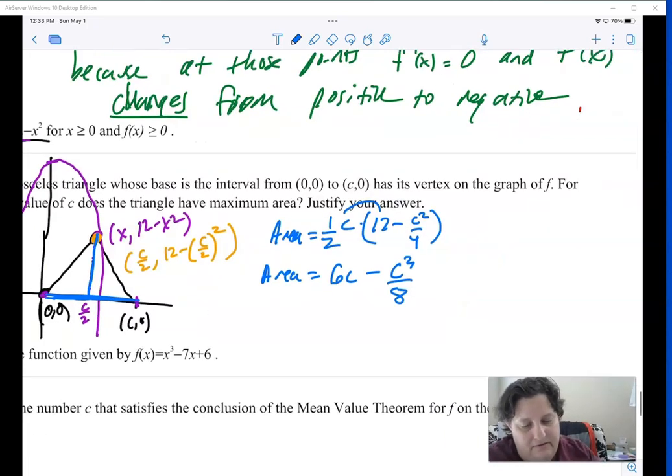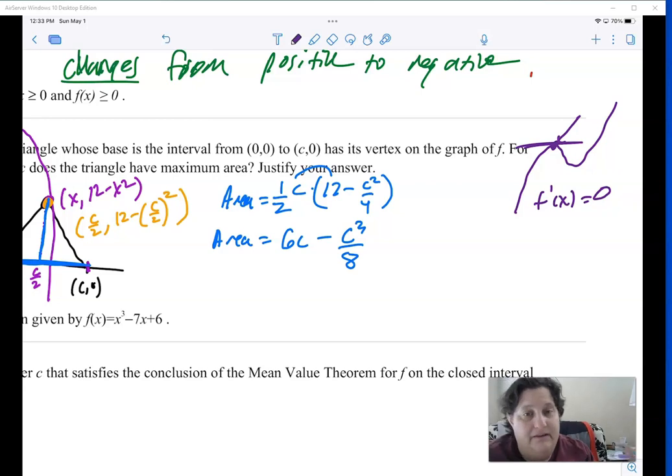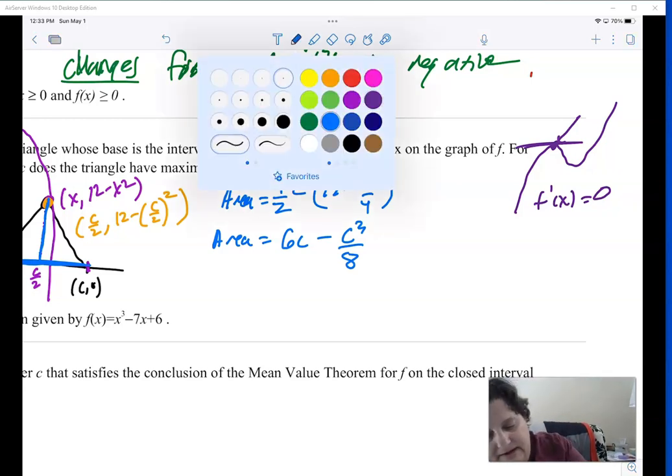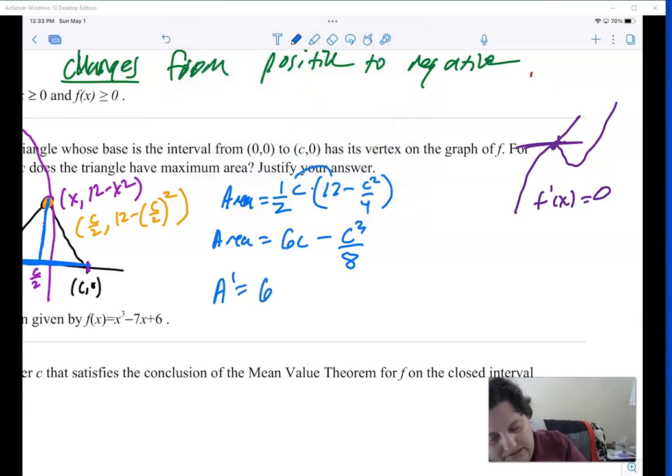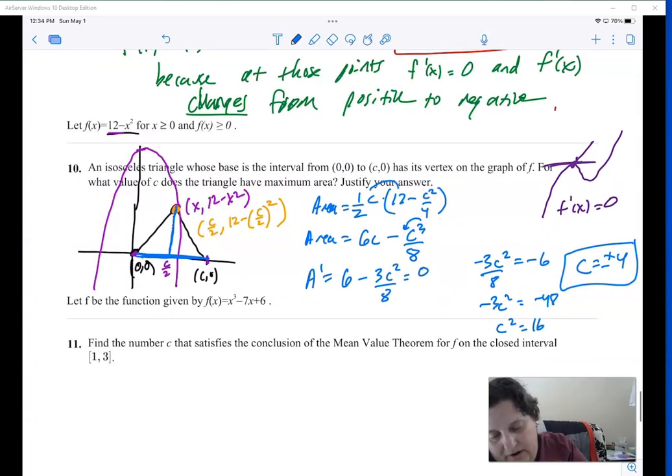How do we maximize anything, you guys? Think about this. Maximizing something means, like let's say it has a graph like that, it's that point. So how do we find max and mins? Where the derivative is 0. That's what gives us max and min. Okay? So I'm going to take the derivative, which is 6 minus 3c squared over 8. Is that equal to 0? Okay, I'm going to subtract the 6, multiply by 8, divide by -3, and c could be plus or minus 4. All right? Except that we know it goes over here.